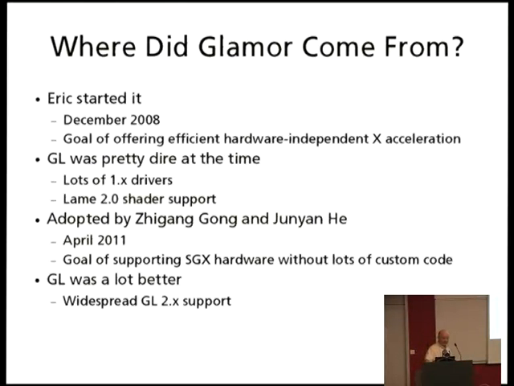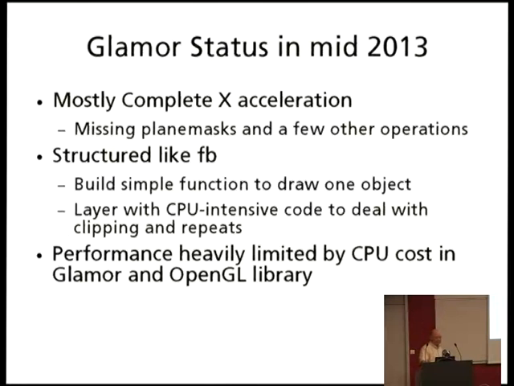By 2011, GL was a lot better, and so they added a lot more GL2 code, and they started trying to take advantage of what modern GL implementations on our hardware can do. Mid last year, Glamor was mostly complete. It basically did everything you needed to do for X. Obviously, it's missing some stuff that GL just doesn't do, like plane masks. GL can't do arbitrary X plane masks. So if you want to accelerate your 8-bit double buffered stuff, not so much.